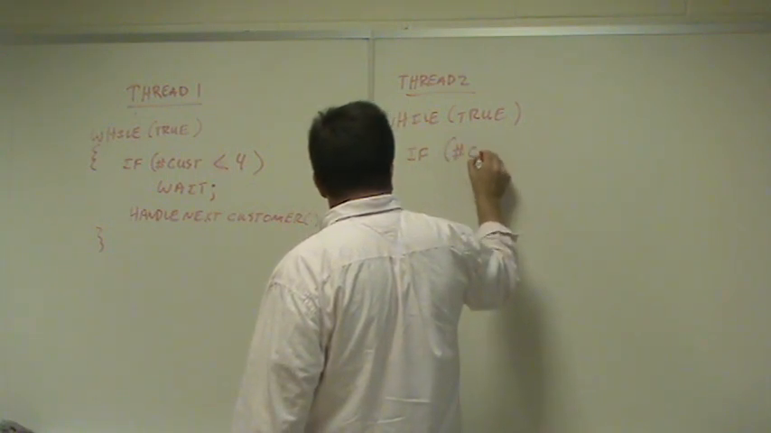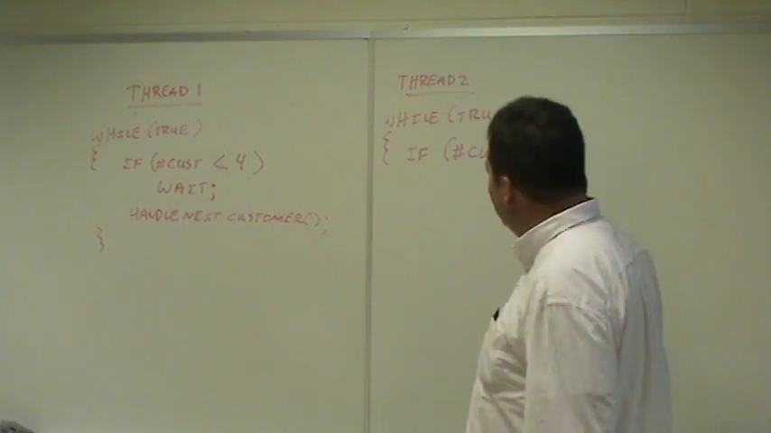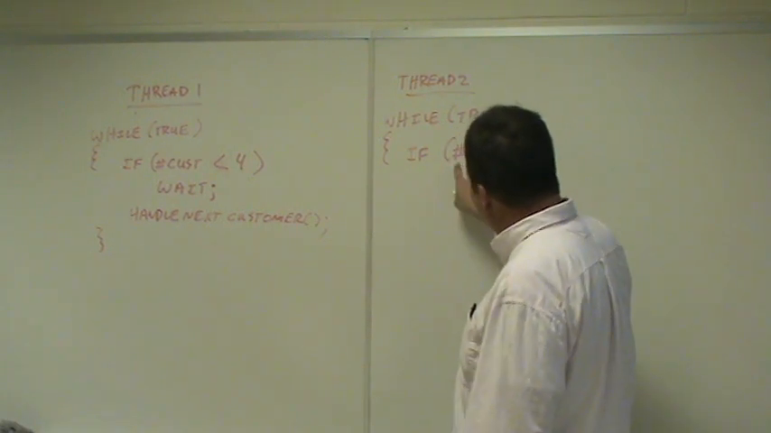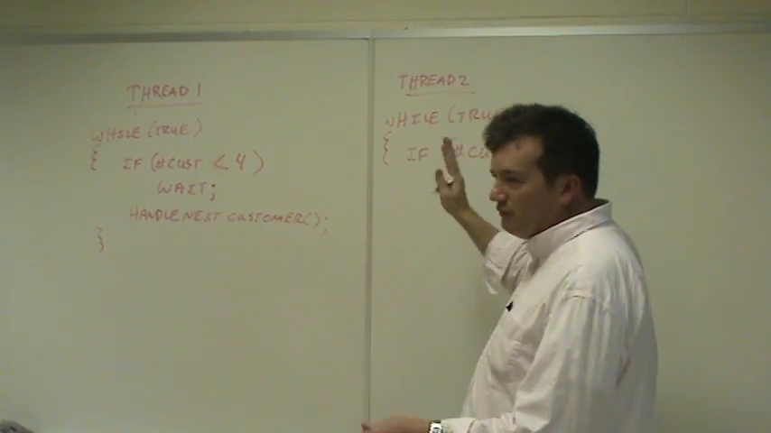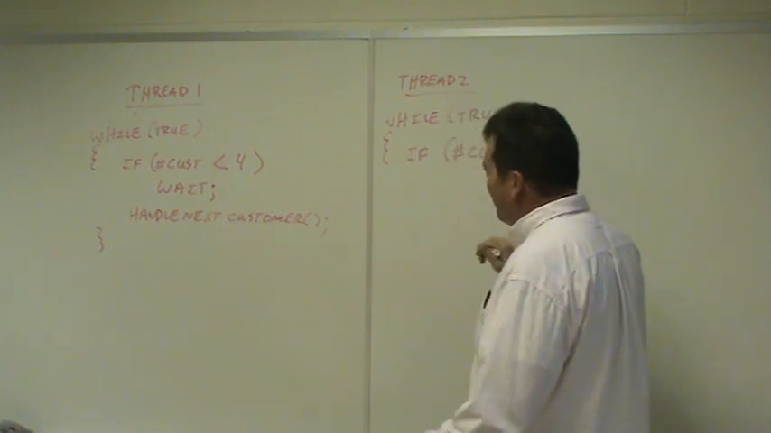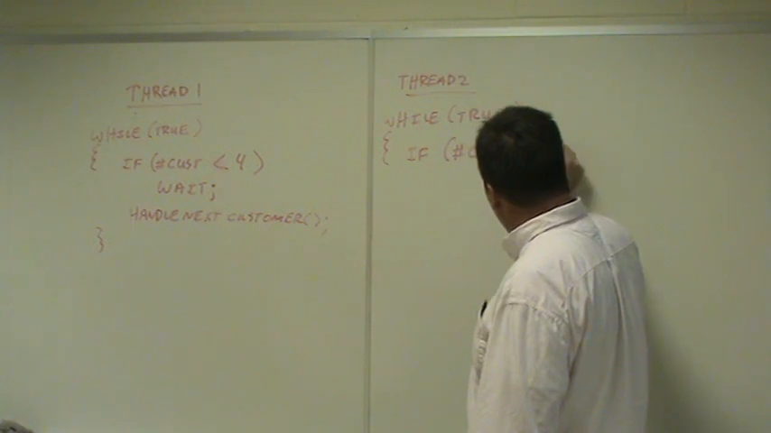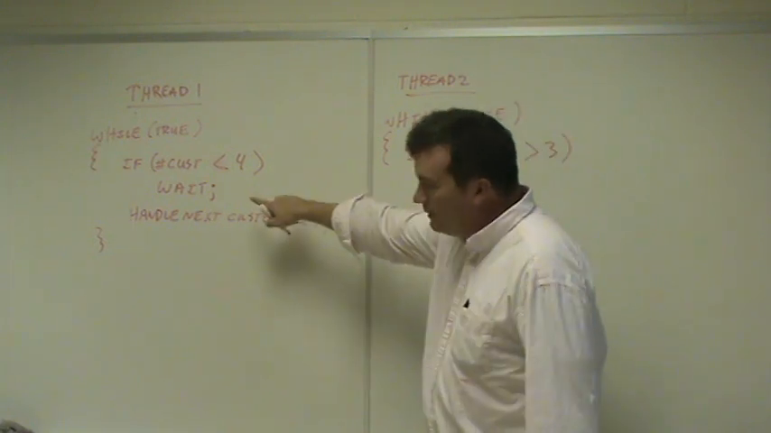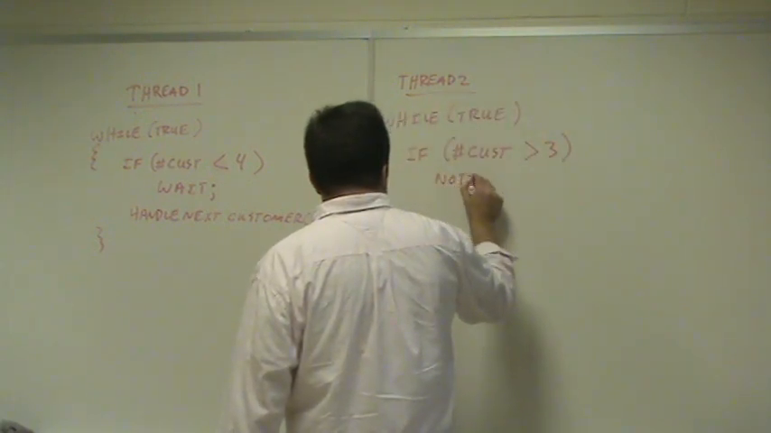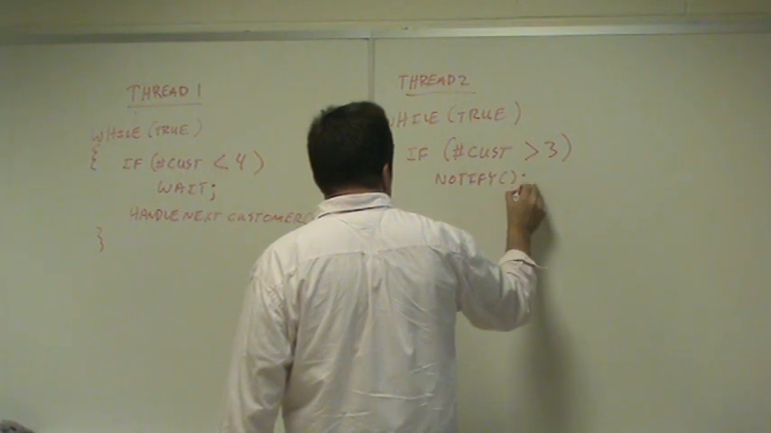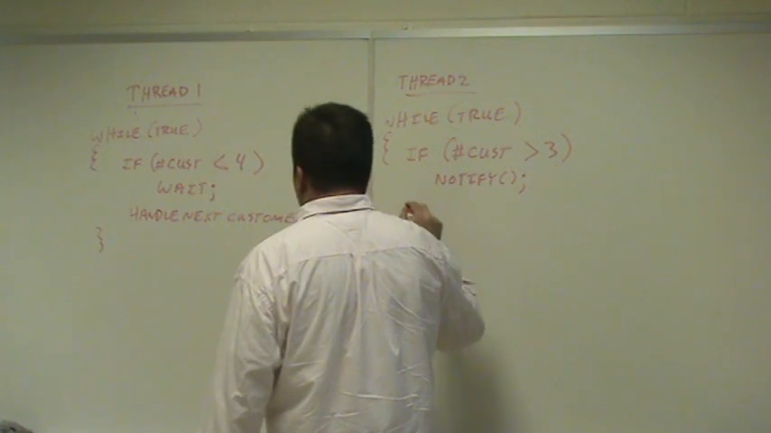number of customers. So I guess there's a third thread that keeps adding customers to the line. This variable, number of customers, is going to be the shared variable that we'd actually want to get a lock on before we start reading and writing from it. But like I say, I'm not going to do a perfect job here. I just want to get another point across. So if the number of customers is greater than three, we want this one to come back to life. And we do a notify. And then we can handle the next customer too.